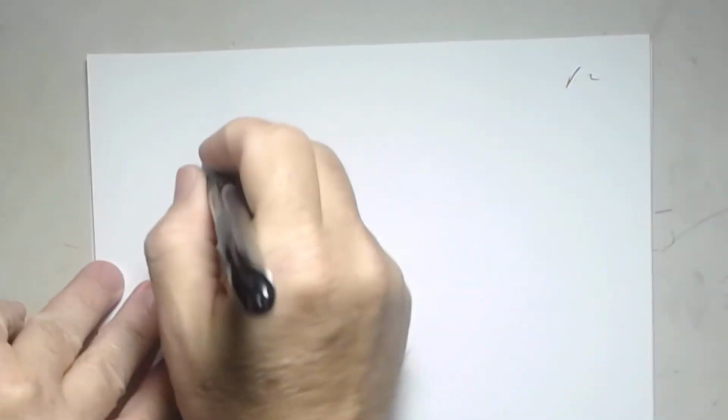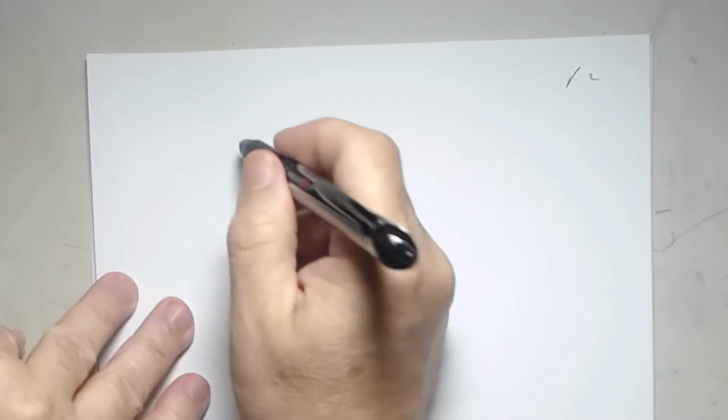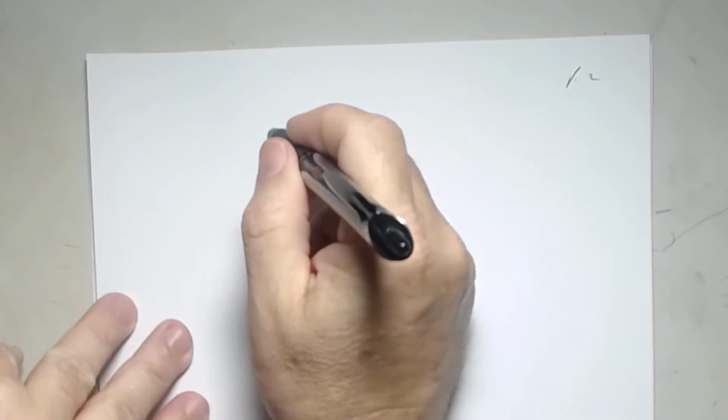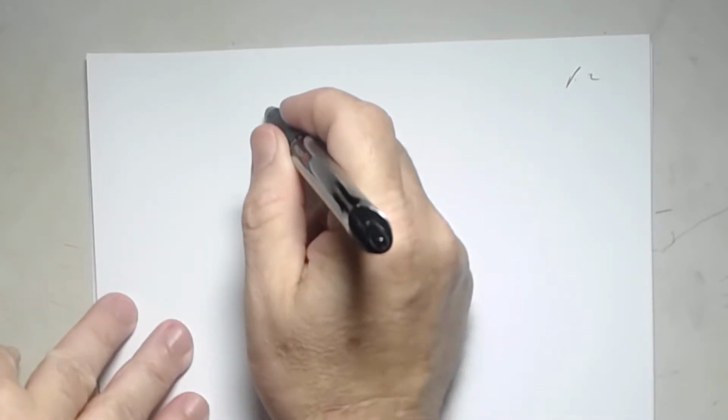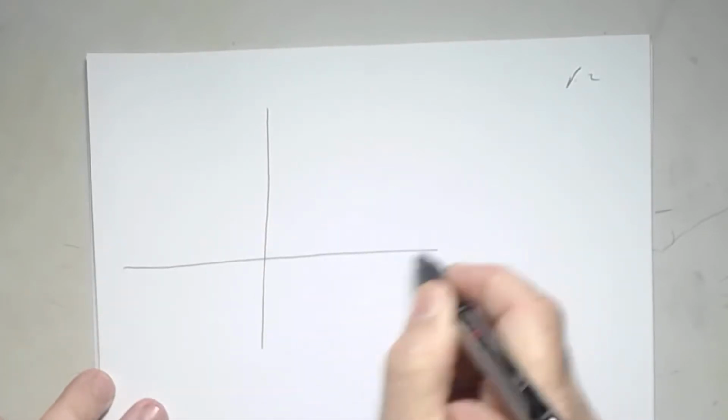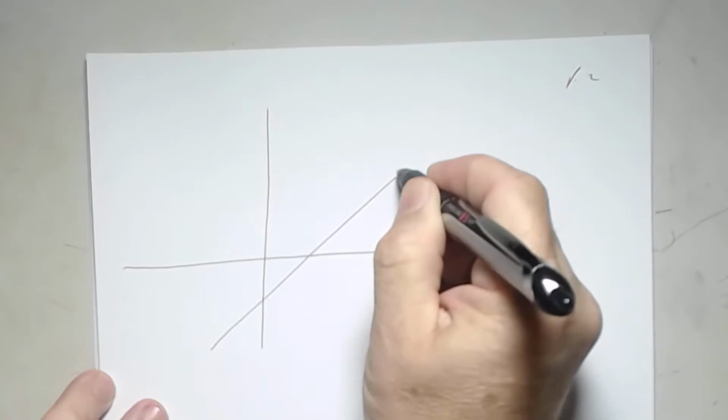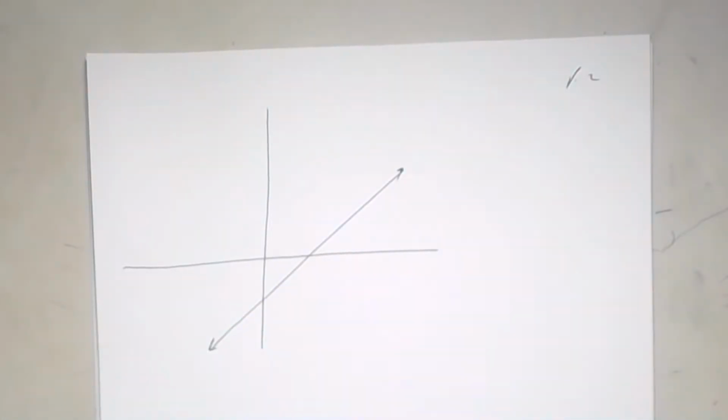Now look at this one. All right, page 2. Let's suppose we had this one. All right, so you have this relation.